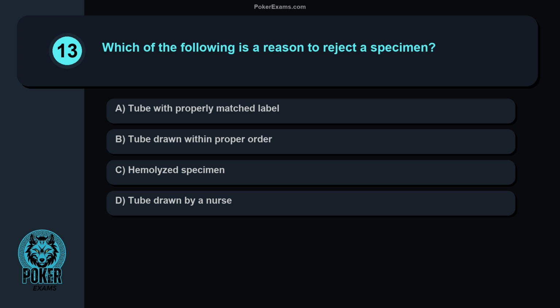Question 13. Which of the following is a reason to reject a specimen? Tube with properly matched label. Tube drawn within proper order. Hemolyzed specimen. Tube drawn by a nurse.